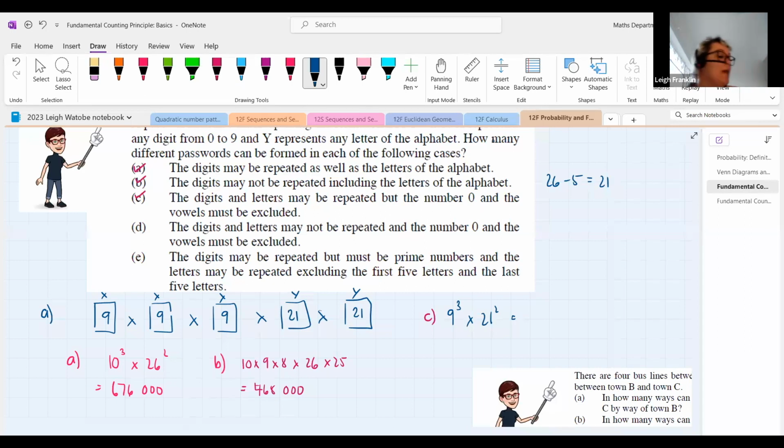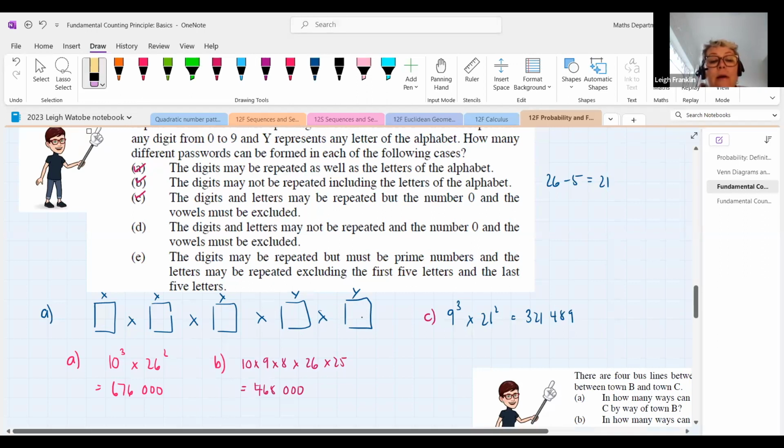Okay, which gives us 321,489. Yes, good. Well done, everybody. Perfect. There we go. Thanks for those answers. Let's have a look at question D. The digits and letters may not be repeated, and the number 0 and the vowels must be excluded. All right, so let's clear our boxes again. Now it's essentially the same question, but repetition is not allowed.